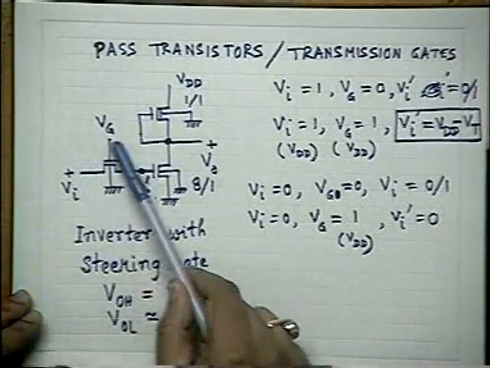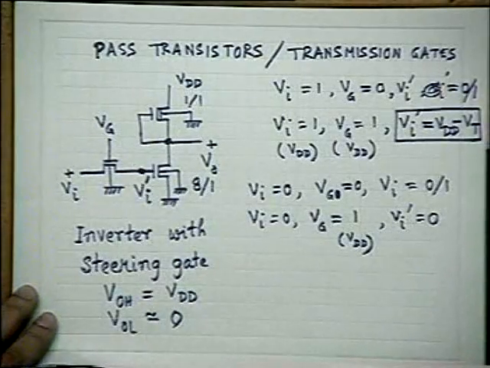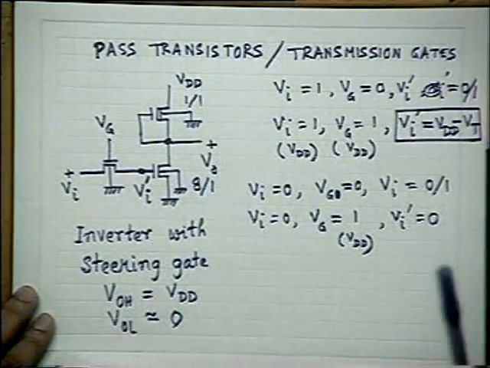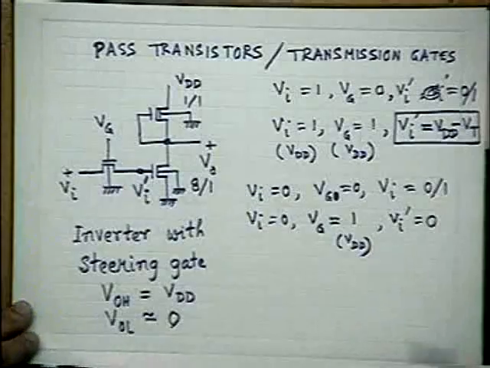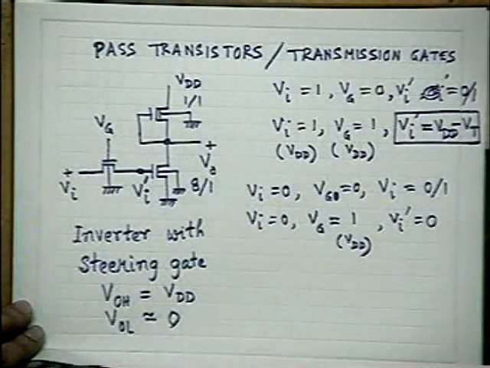Such a transistor is normally called a pass transistor or a MOS switch or a transmission gate, and this forms part of all modern dynamic logics. We shall be discussing that afterward. In all modern dynamic logic, these transmission gates are very, very important. They form very important parts of all that.